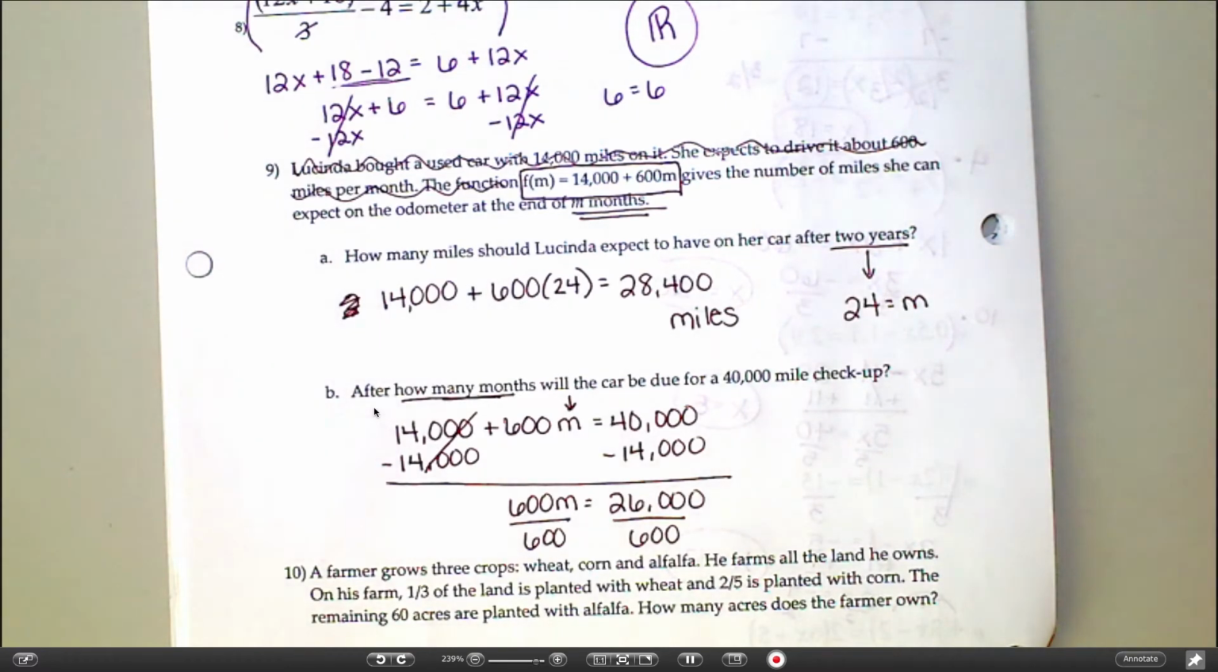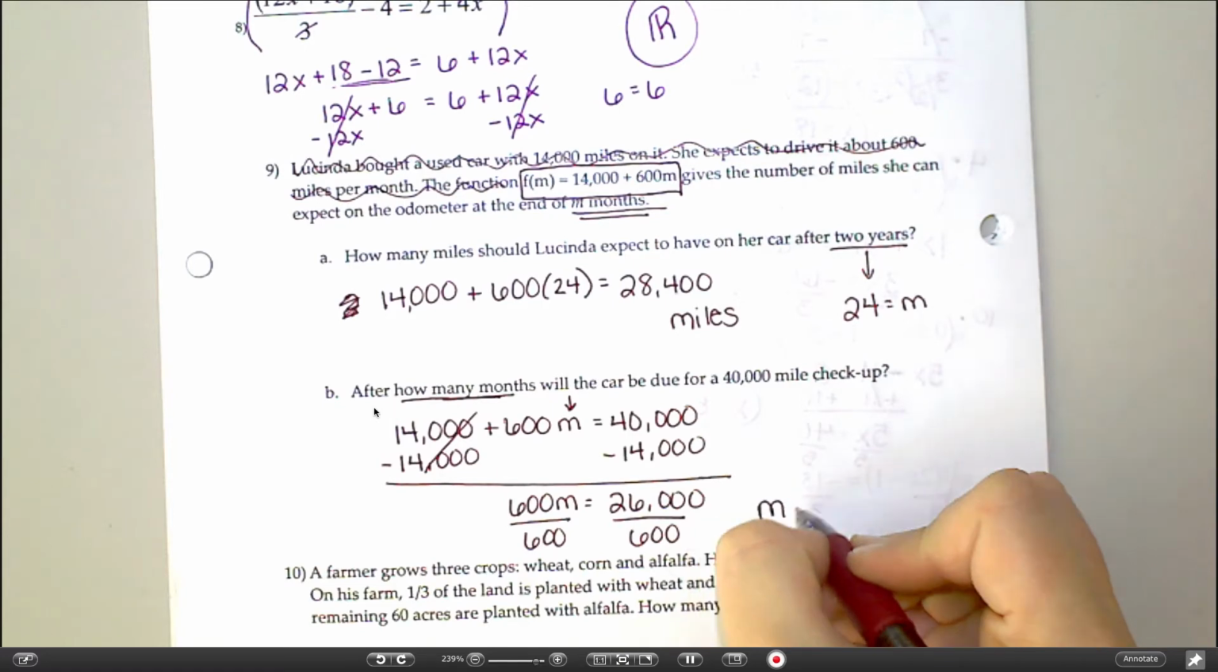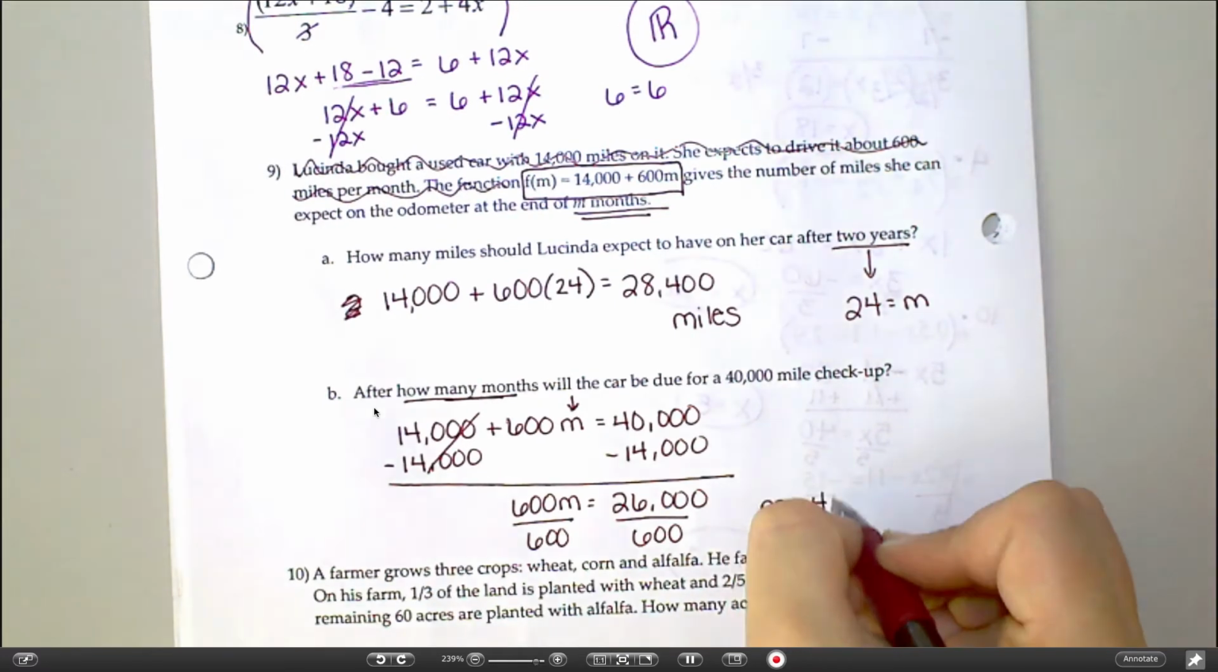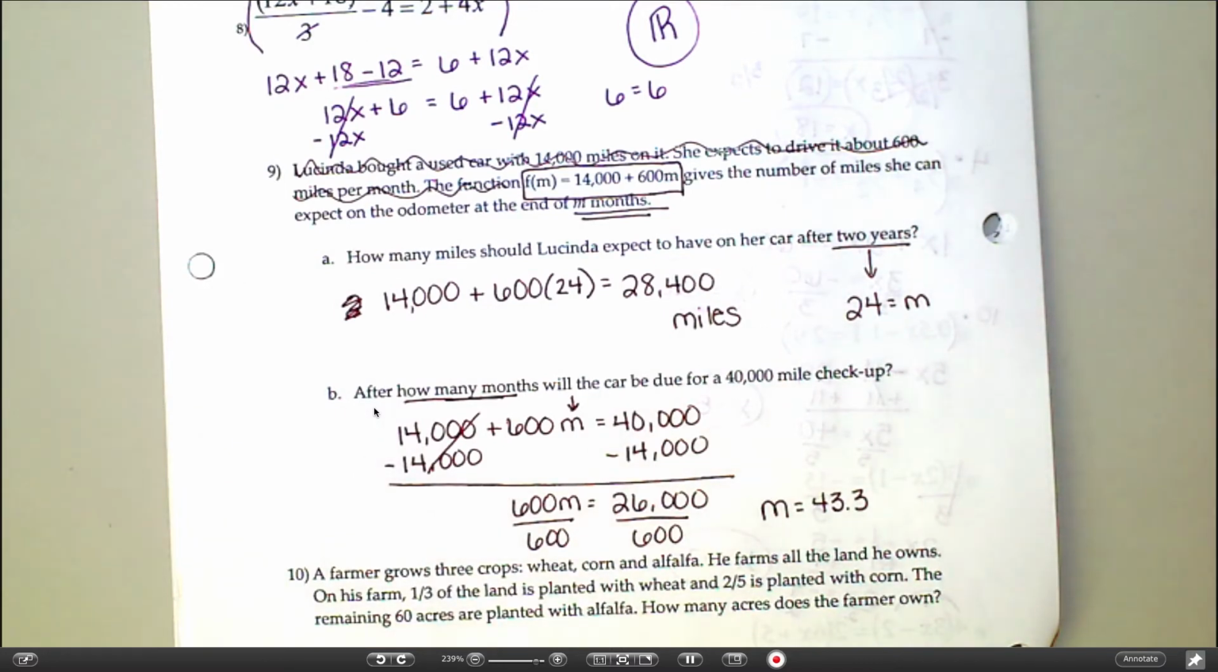What do we get for that? So m equals... Olivia, can you say that again? Thank you. So what does that mean? Okay, so that means at 43.3 months, she'll be at exactly 40,000.